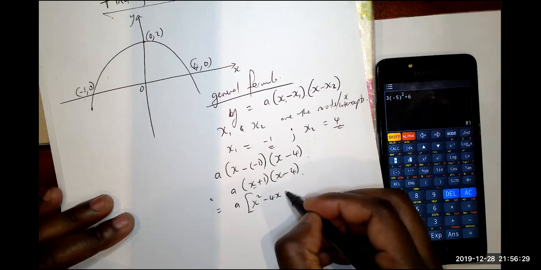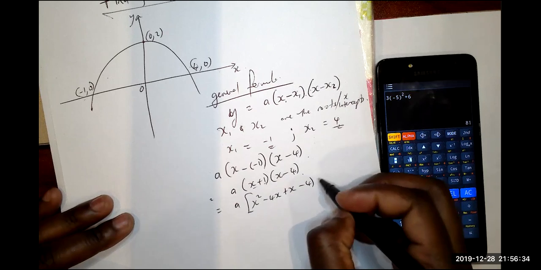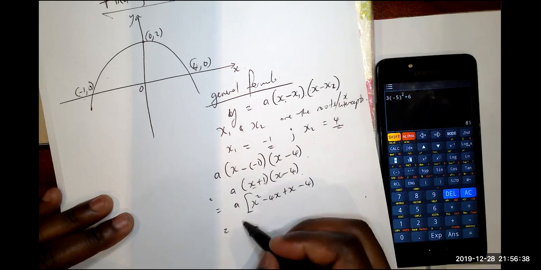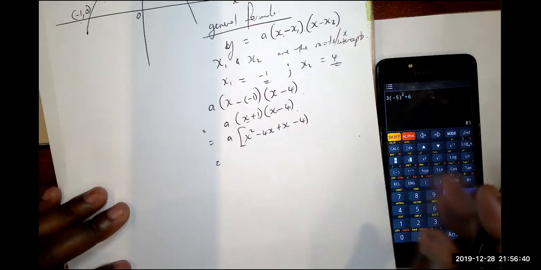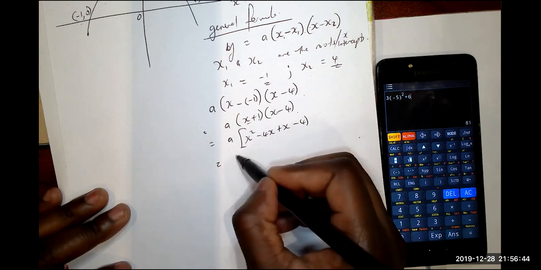1 times x and b plus x. 1 times -4 minus 4 is equal to y. Now, what's left there? You're going to say a. Let's put a inside there.